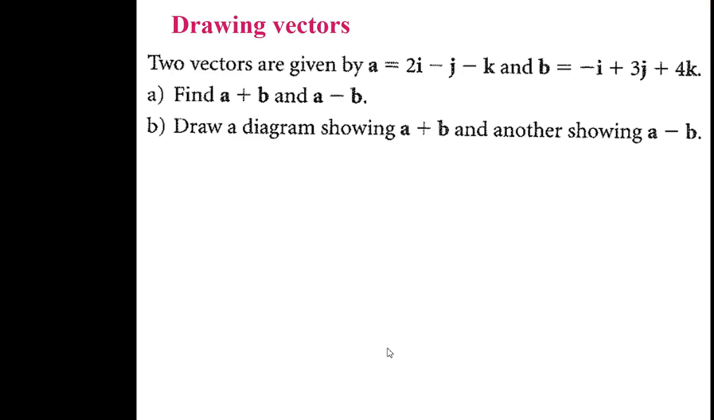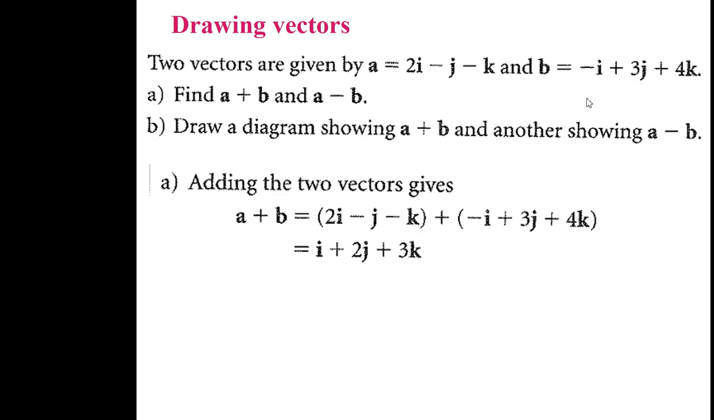Okay, so here's some more drawing vectory kind of things. Two vectors are given. A equals 2i minus 1j minus 1k. And the other vector B is minus i plus 3j plus 4k. Find a plus b and a minus b. That's easy enough. Just add these together and then do another one where you subtract them. Draw a diagram showing a plus b and another showing a minus b. Oh my goodness, what does that mean?